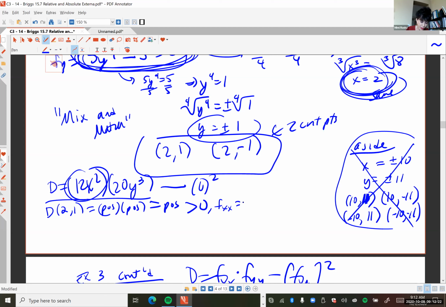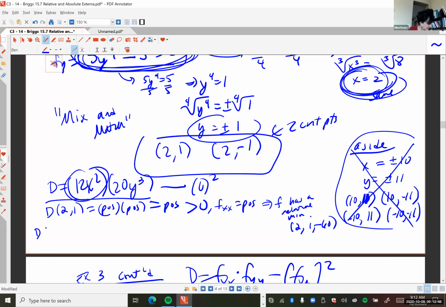So it's going to be positive regardless of the values of x and y. So when both D and fxx are positive, that means the function has a relative min. And so that point gives us a relative min. I usually like to see your ordered triple. So what would be the z coordinate for that minimum? I claim it would be -60 if you plug in these coordinates.